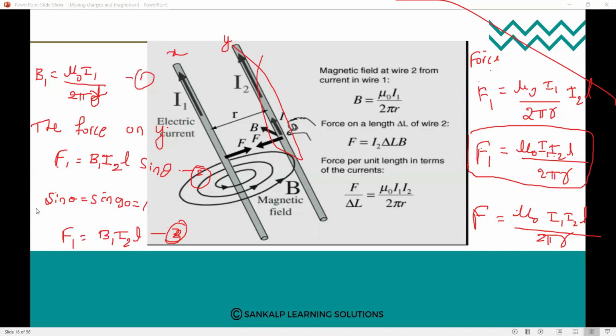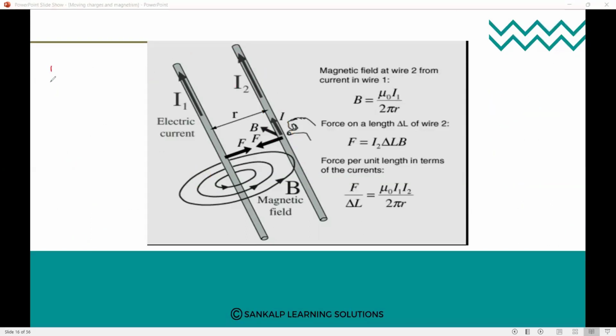Yes. So see the final expression we got, that I'll write here first. That is mu naught I1 into I2 into L divided by 2 pi R. Or you can write it as 2 pi D also, no problem for that. Okay. Suppose now here we are making some consideration. So what consideration are we making? Let us see.